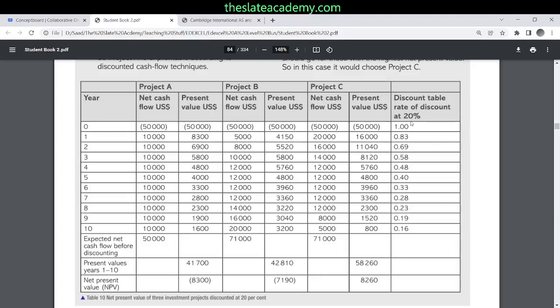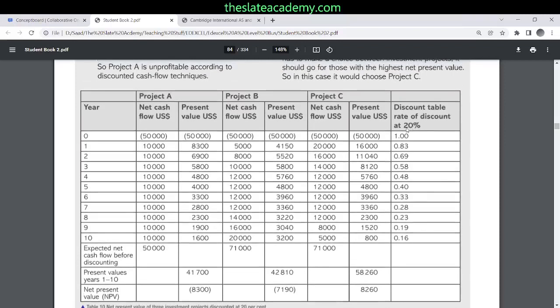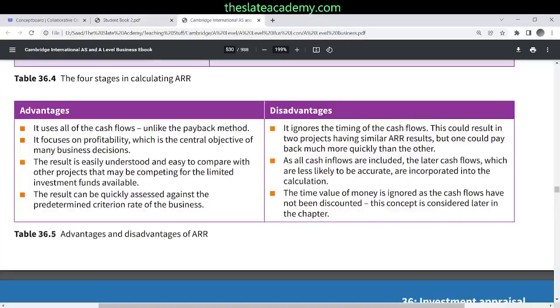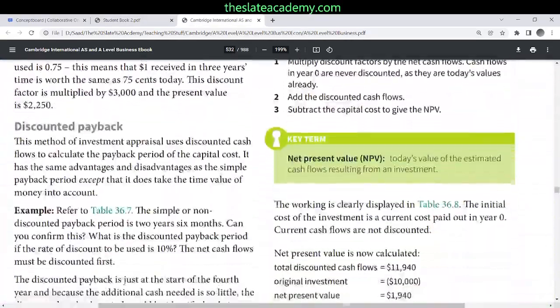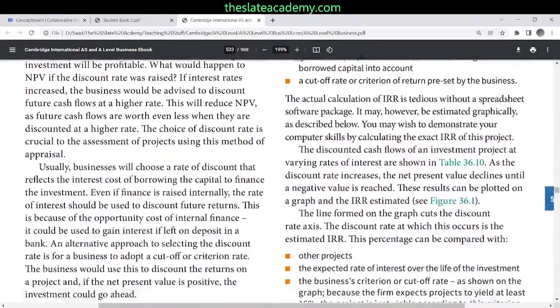The discount rates will be given. Like the table, it will be given. Yes, if it's not given, you use the formula, but it will be given. Okay. Got it. On to advantages and disadvantages of NPV.